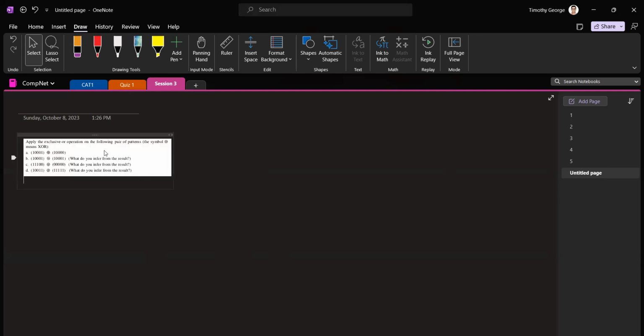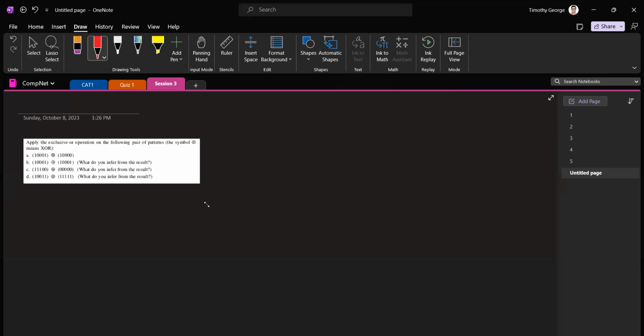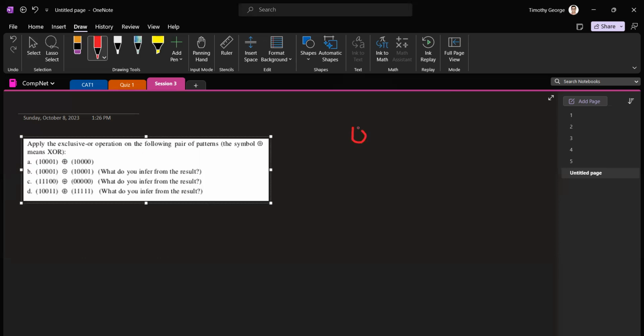Then a very easy question that I just want to quickly mention. Apply XOR on the following pair of patterns. You're given two patterns, two sets of data, and you're asked to XOR. You should just know that. So I'll type it. 0 XOR 0 is equal to 0. 1 XOR 1 is equal to 0. And when they're opposite, 0 XOR 1 is 1, and 1 XOR 0 is equal to 1. So that's all you need to do. You do it bit by bit.